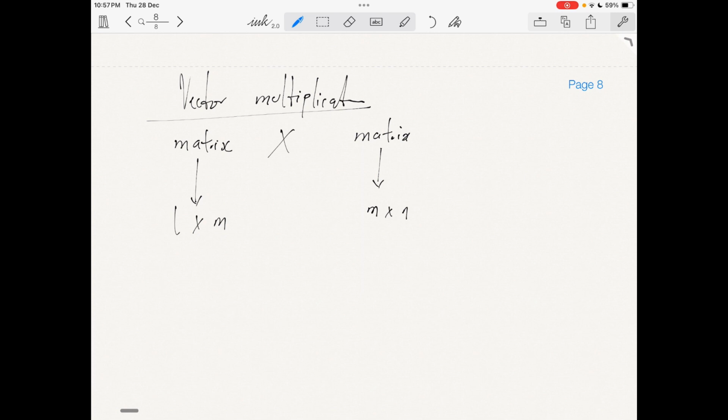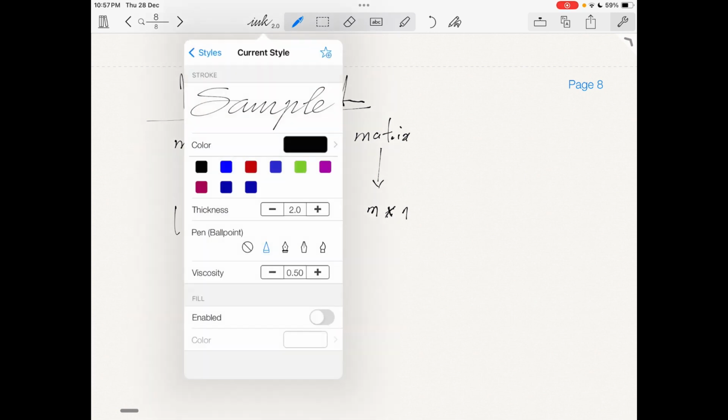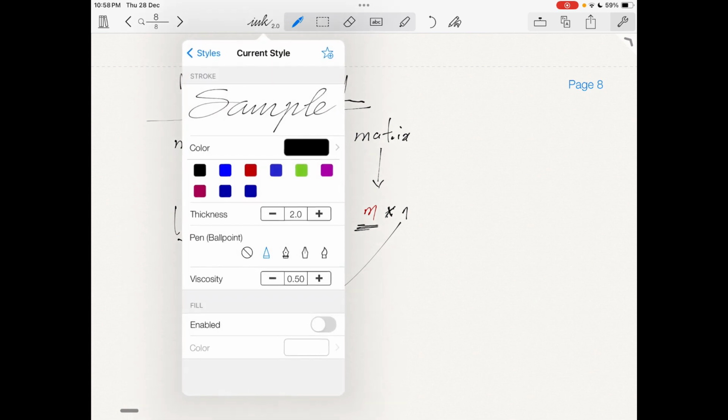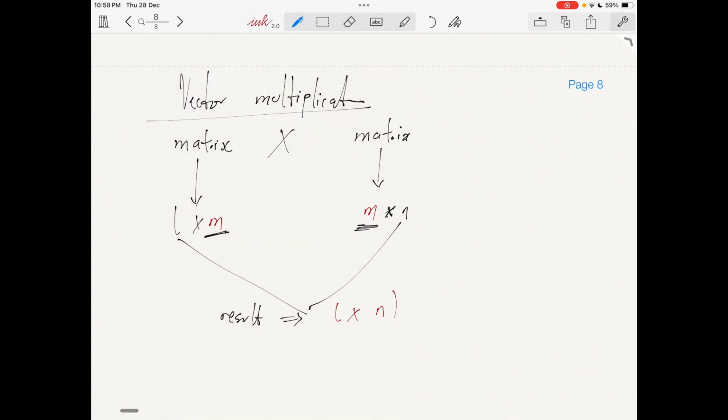Now we realize that the number of columns in the first matrix, let's call this M, is the same as the number of rows in the second matrix, which is also M. So the order of the resulting matrix will be L by N.